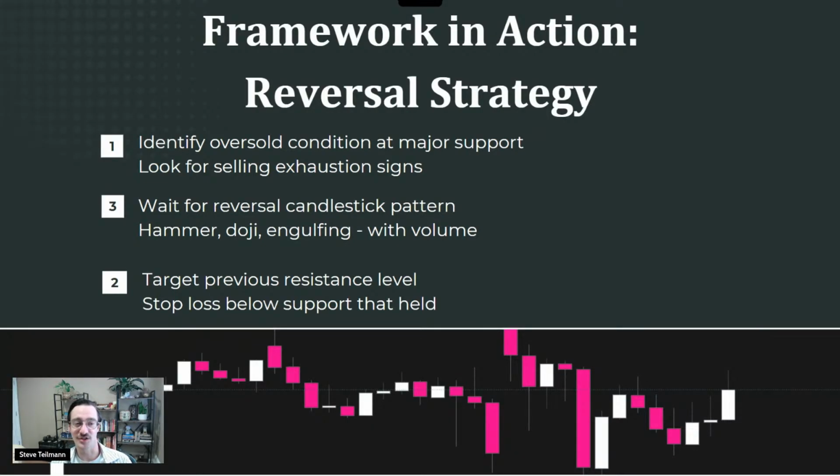So the first thing is to identify oversold conditions, and you're looking to do these into major supports. Just like for breakouts, we want to see price consolidating under a resistance, and we're looking for action to break above this. But that's in the context of a breakout, where we are expecting the stock to go up and break a range. For a reversal strategy, we are expecting a stock to hold a range. So when we're expecting something to hold a range, we're looking for oversold conditions at major supports.